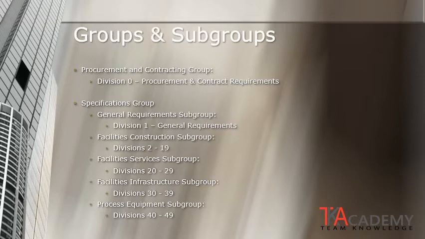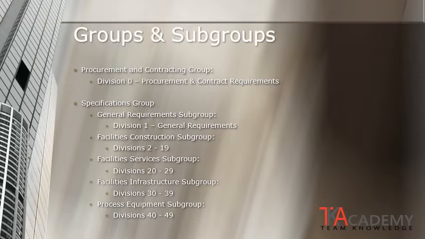Specifications were really in 2 groups, the first being procurement and contracting group, and the second being the technical specifications group. Within each group there were subgroups. In a procurement and contracting group, the subgroup was simply Division 0, procurement and contract requirements. In the technical specifications group, there were multiple subgroups. The general requirements subgroup, which included Division 1 general requirements.